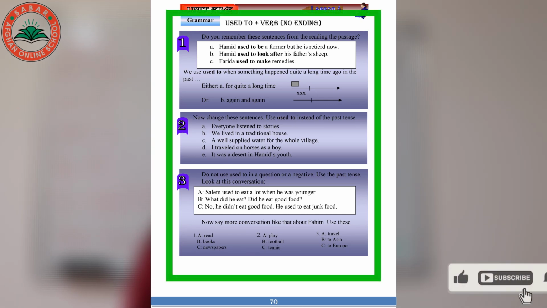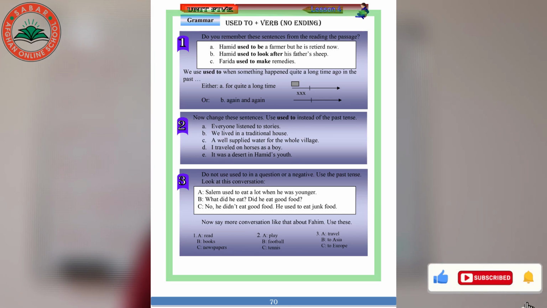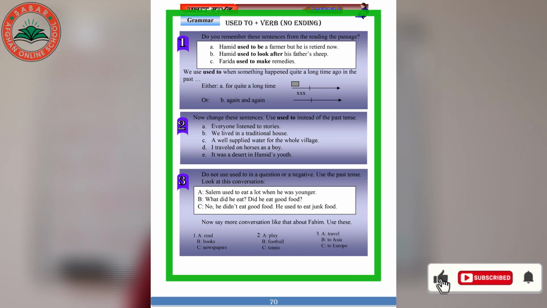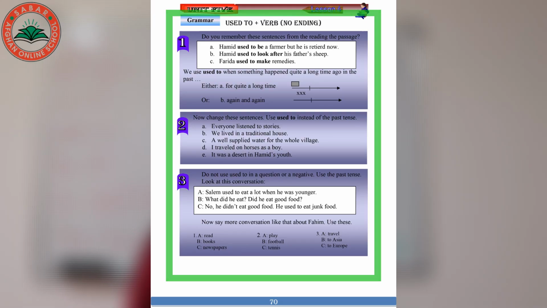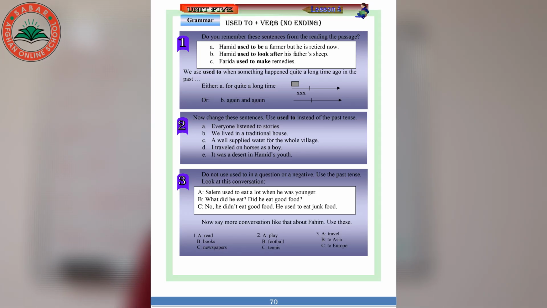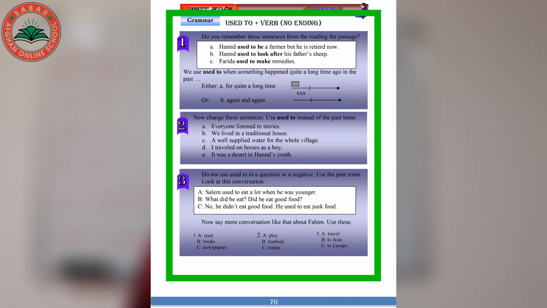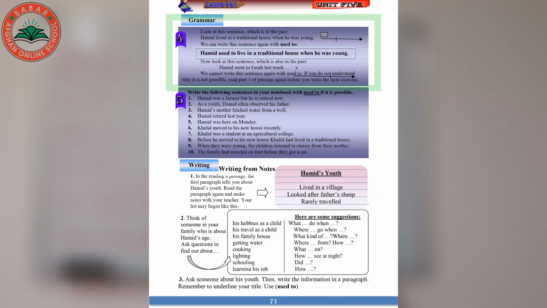So now say more conversation like that about Fahim. Use these: number 1, read books, newspaper. Number 2, play football, tennis. Option 3, travel to Asia, to Europe. So students, you can make sentences for them. Section 4. Look at this sentence which is in the past.